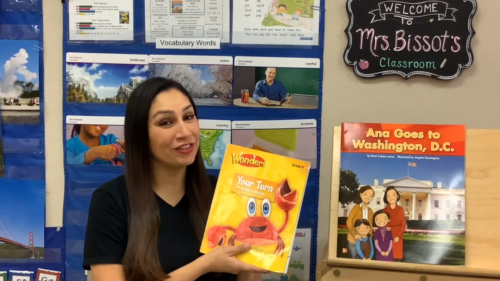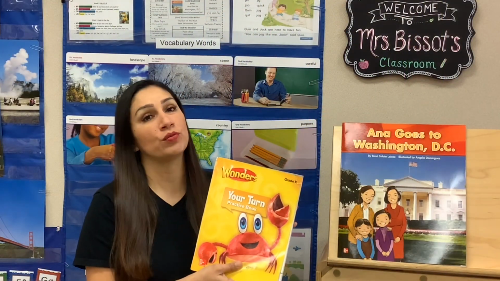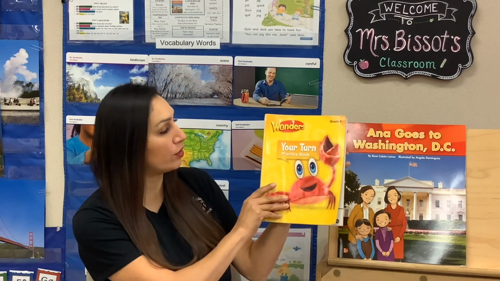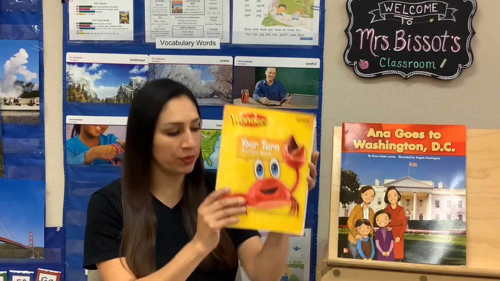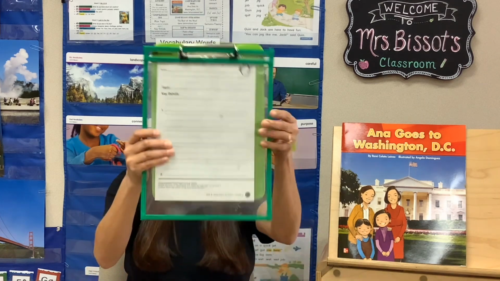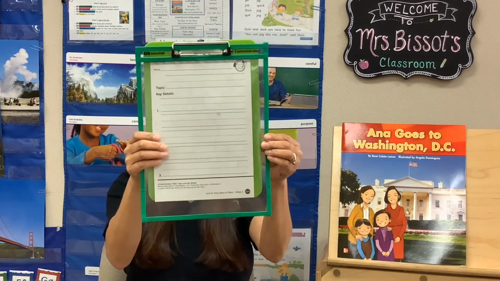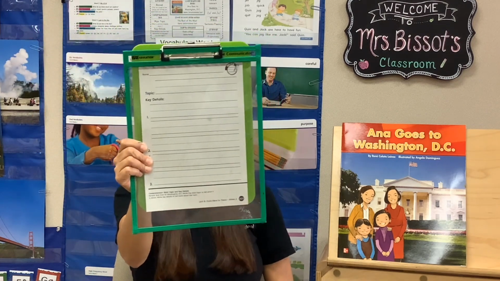Bissot here. Now that you're done listening to the story, Anna Goes to Washington, D.C., please take out your Wonders, Your Turn practice book, and please turn to page 223. And it looks like this. It's a 2, 2, and a 3. 223. The first thing I would like for you to do is to write your name on top, like we normally do.